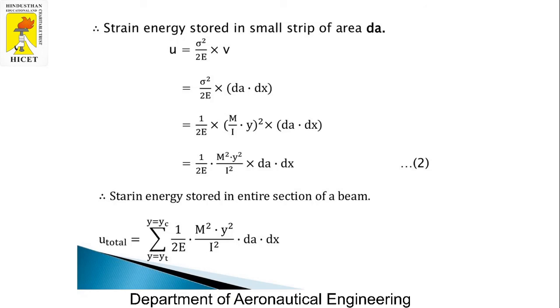So U is equal to 1 by 2E into M square y square divided by I square into dA into dx. The strain energy stored in the entire section of the beam is obtained by integrating equation number 2. So the total strain energy U total is equal to the summation from y equal to yt to y equal to yc of 1 by 2E into M square y square divided by I square dA into dx.